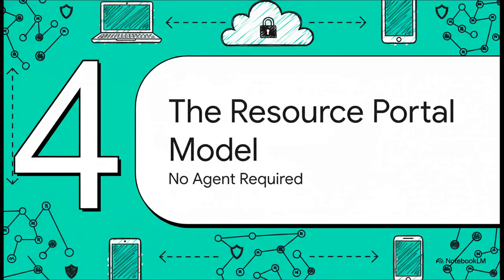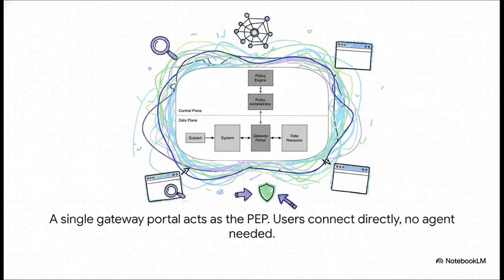Okay, so what if you can't install an agent at all? Let's look at a model that gets rid of that requirement completely. This one's super easy to picture. Just think about any secure web portal you've ever used. You go to one website, you log in, and you access everything from there. That portal is the policy enforcement point. You don't need to install anything special on your computer, you just use your web browser.